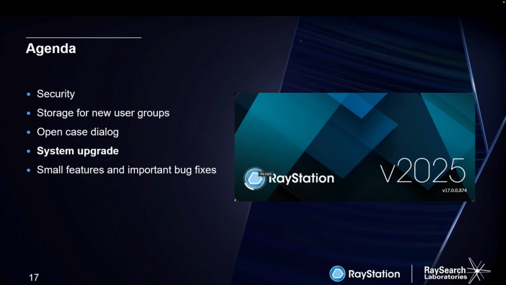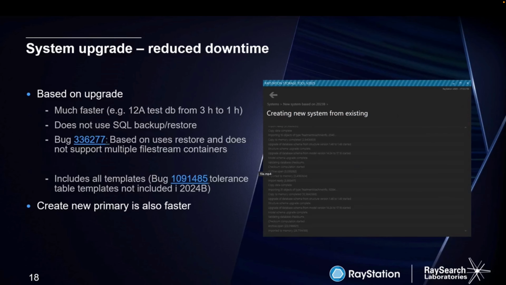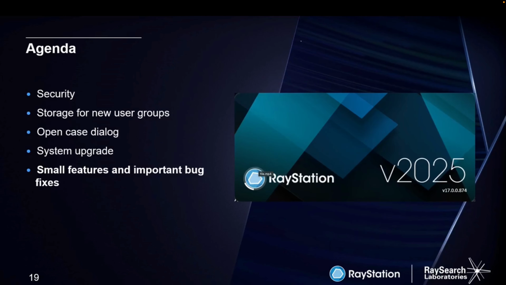Let's move on. Our next topic is system upgrade. Reduced downtime. We have optimized based on making it much faster, up to 3 times faster than before. We do not use SQL Backup Restore for machine and clinic anymore, so it is more robust and we do not interfere with the backup schedule when doing this. The bug for not supporting multiple file stream containers in creating new primaries is fixed, so downtime is much reduced in this version, which is very nice.